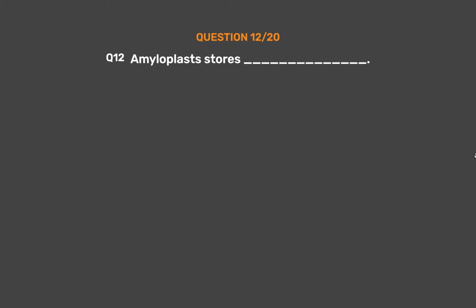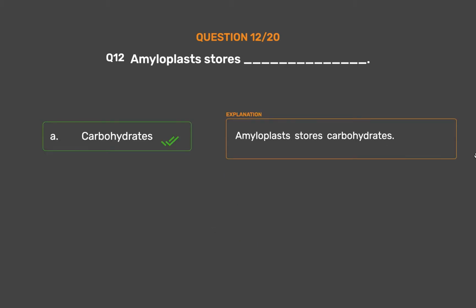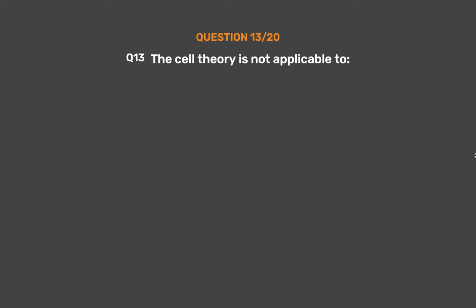Question number 12. Amyloplasts store ____. Option A, carbohydrates. Option B, oils. Option C, proteins. Option D, none of these. The correct answer is Option A, carbohydrates. Amyloplasts store carbohydrates.